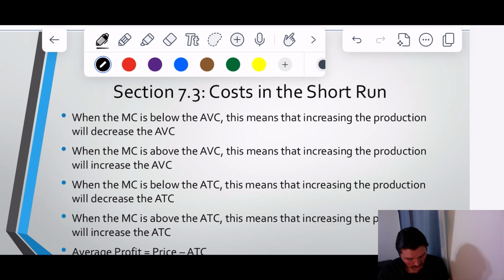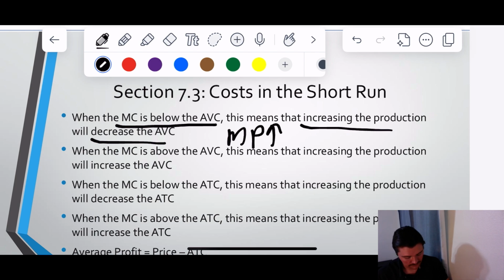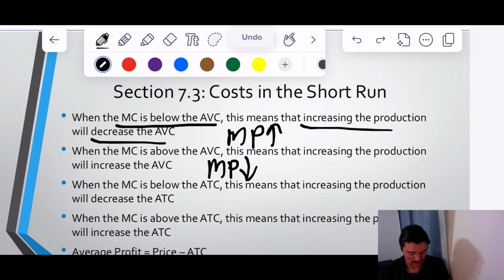For example, when the marginal cost is below the AVC, so marginal cost is below the average variable, you are more productive. Okay, and so basically increasing production here decreases your average variable. So if your marginal cost is lower than the average variable, you're more productive. So marginal product is doing really well. But if the marginal cost is above the AVC, all of a sudden that marginal product is getting too expensive because the marginal product is lower. And so therefore increasing production here actually increases the AVC.